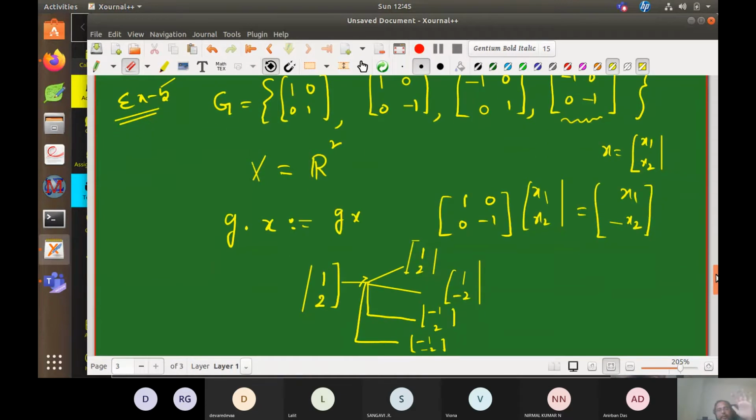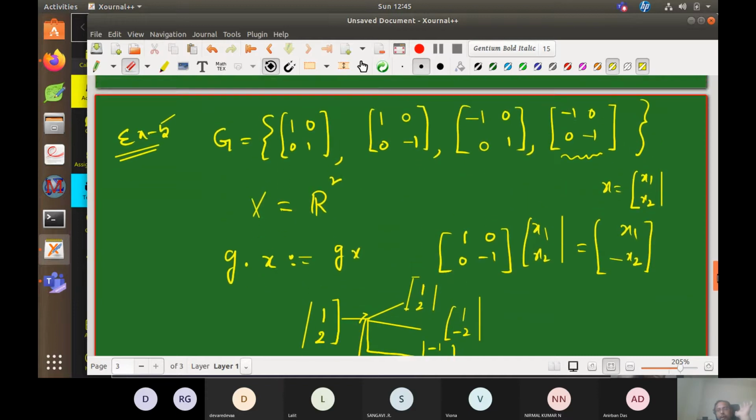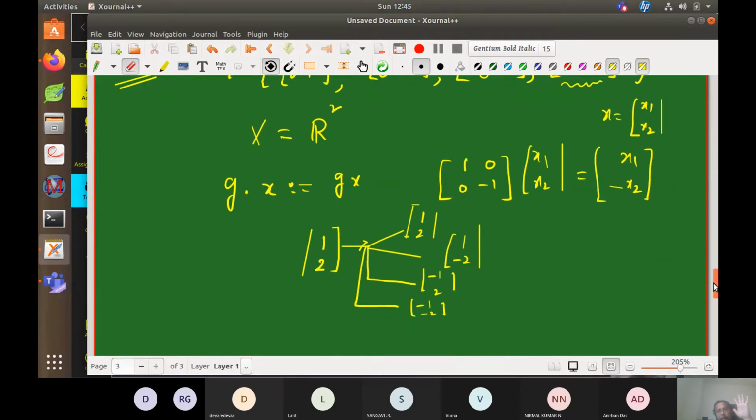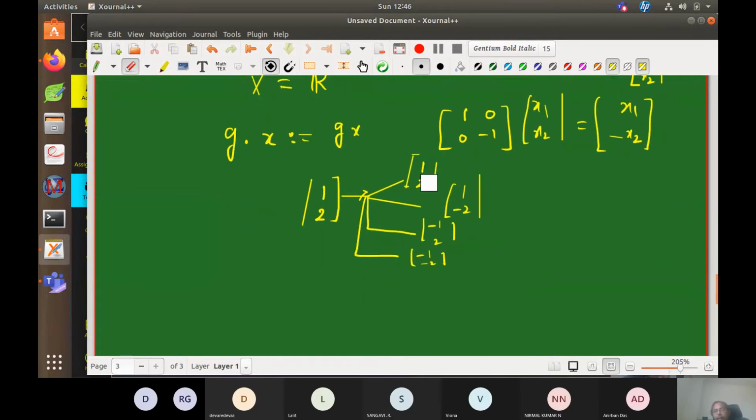So let us fix to group actions only, right? Till now, is it a group action or not? G is acting on X, that is fine. And you know how an element is going to move. So later we will see that these four elements constitute something called the orbit. Orbit of (1, 2) is (1, 2), (1, -2), (-1, 2) and (-1, -2). I will explain later.